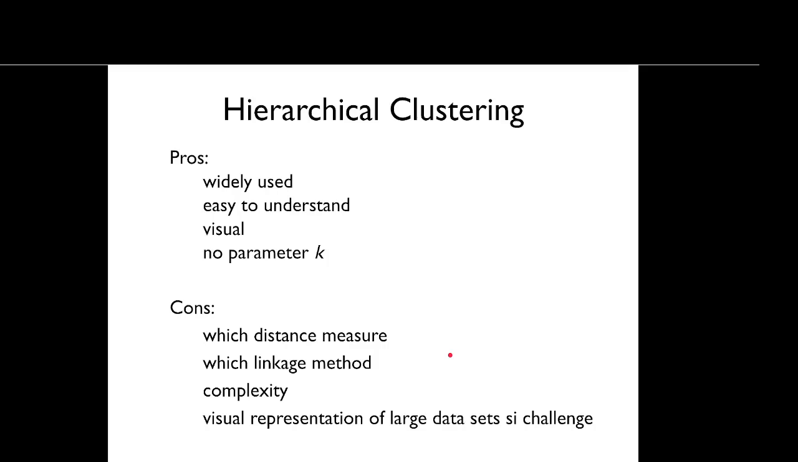So hierarchical clustering, pros: it's very widely used, it's easy to understand, it's a visual method, and it doesn't have any parameters like the number of clusters. But it comes with a caveat. You have to choose a distance measure, and it has to be appropriate for your task. You have to worry about which linkage method to use. The complexity is, in comparison to k-means, very high, and the visual representation of large data sets is challenging.